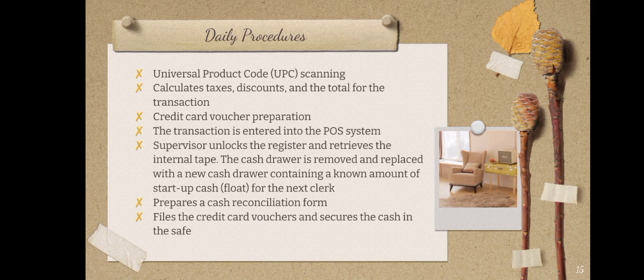With the daily procedures, it begins with the Universal Product Code scanning. After it, the calculation of taxes, discounts, and the total for the transaction. A credit card voucher is then prepared. The transaction is entered in the POS system. The supervisor then unlocks the register and retrieves the internal tape. The cash drawer is removed and replaced with a new cash drawer containing a known amount of startup cash for the next clerk. It prepares a cash reconciliation form and then files the credit card vouchers and secures the cash in the safe.